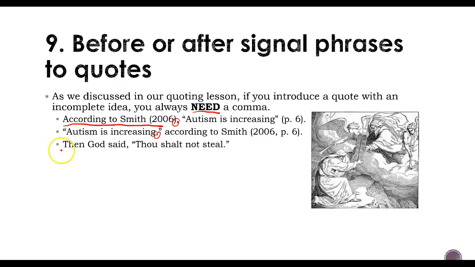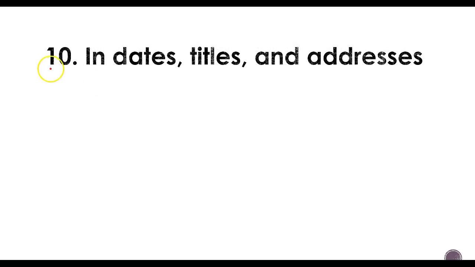Here's another example. Then God said, "Thou shalt not steal." So here again, we need the comma since we're introducing with an incomplete idea. "Thou shalt not covet thy neighbor's wife," said the Lord. So here again, if we have the signal phrase at the end of a sentence, we need the comma before it. So let's move on to our final commandment.